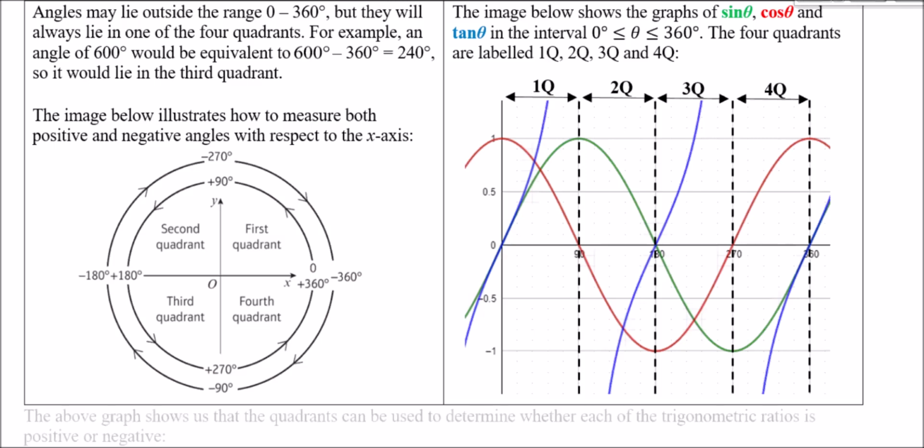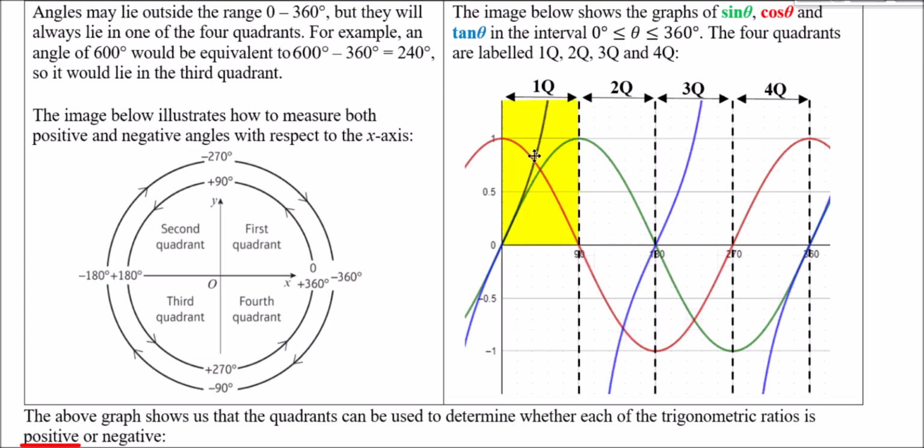On that point, having a look at this above graph, we can use the quadrants to determine whether each of the trigonometric ratios is positive or negative, just by looking at which of them are below the x-axis for each quadrant in turn. We could think about the negative ones as well, but just focus on the positives here. Which ones are positive in each quadrant? First of all, just underline positive because we're looking at the positives. Think about the first quadrant first of all.